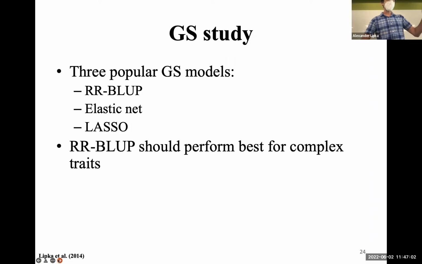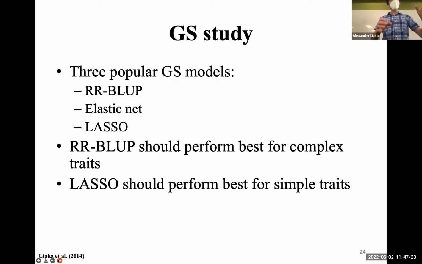RR-BLUP, the way that it penalizes, theoretically should perform the best for complex traits, because if you've got a bunch of SNPs that are in strong LD with each other, essentially what it's going to do is average out the effect across all of them, okay? In contrast, lasso should perform better for simpler or less complex traits, right?